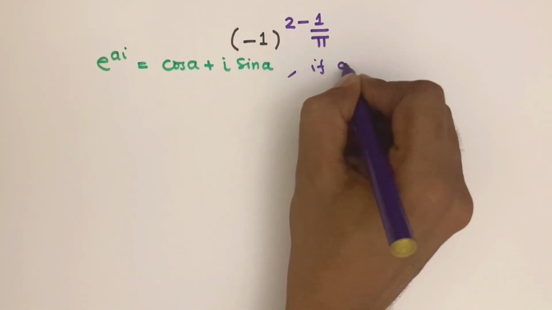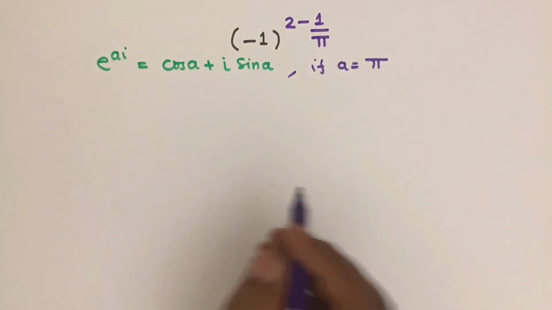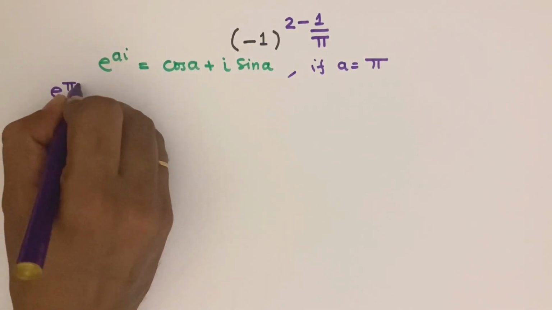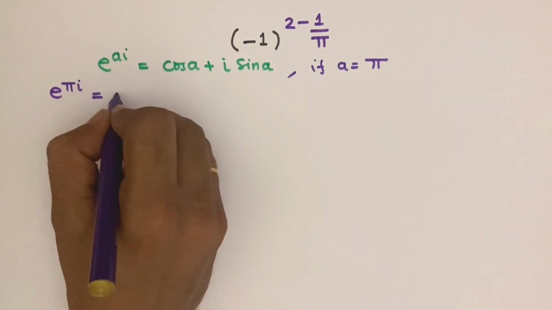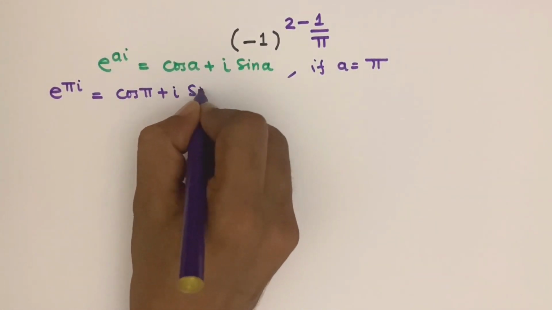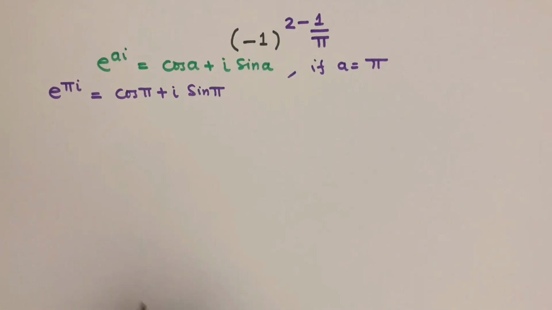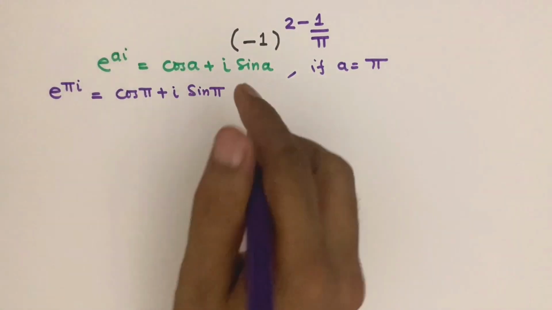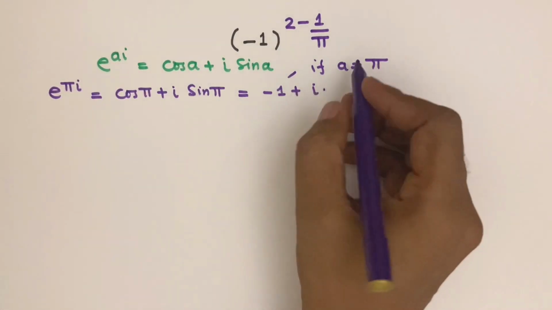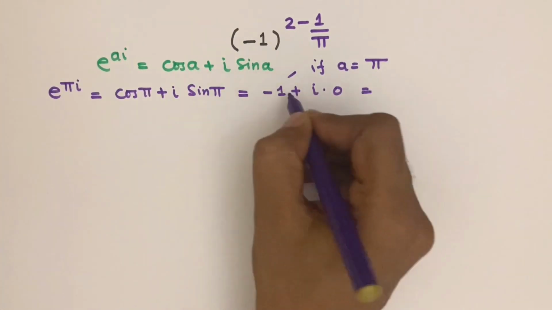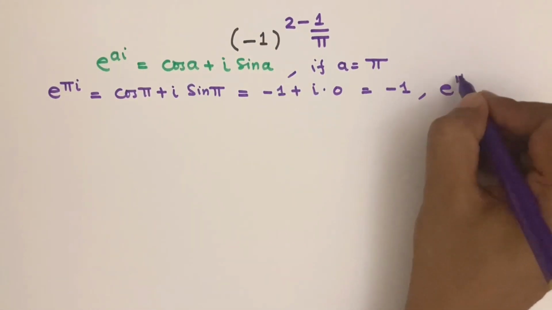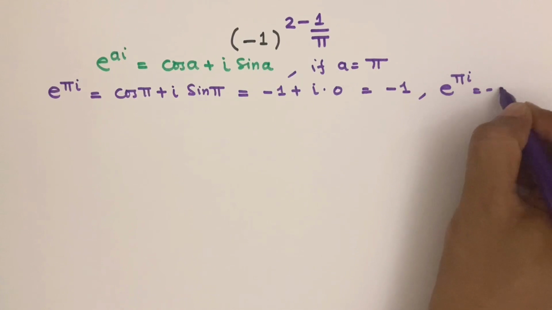If a equals π, this becomes e^(πi) equals cos π plus i sin π, which equals cos π is -1, plus i multiplied by sin π is 0, which equals -1. So e^(πi) equals -1.